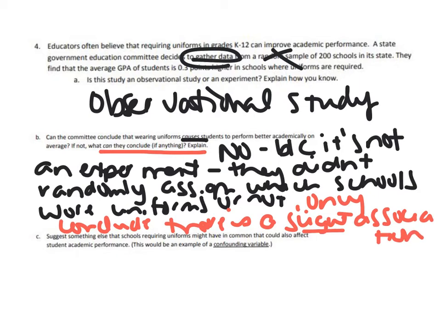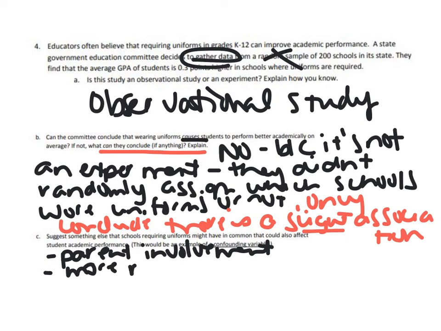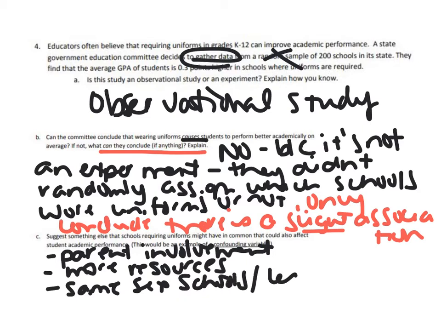Okay, and it says, suggest something else that the schools requiring uniforms might have in common that also could affect academic performance. These things are called confounding variables. Those are things that might be a reason for that 0.3 points that are higher. So if they're wearing uniforms, there might be higher parent involvement. There's generally more resources in the school because they're a private school. You also might have same-sex classrooms, same-sex schools, less distraction.